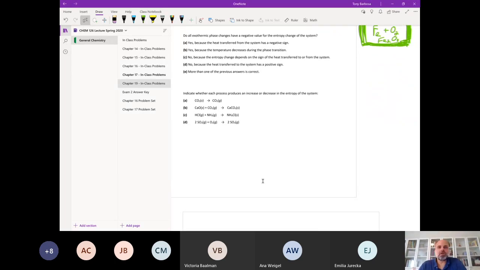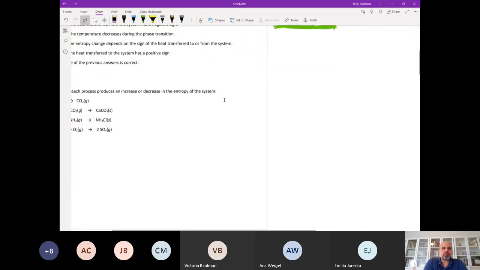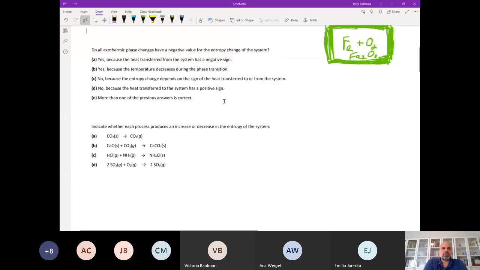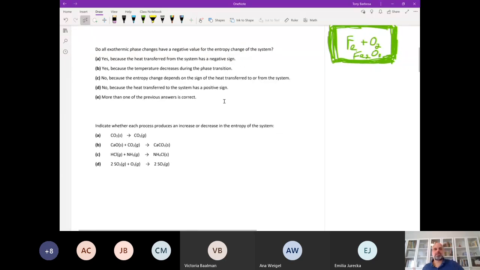Next question says, do all exothermic phase changes have a negative value for the entropy change of the system? So you have A through E. Take the time, answer the question. Let's see if I can blow this up. Take the time, and when you have an answer, place it in the chat.